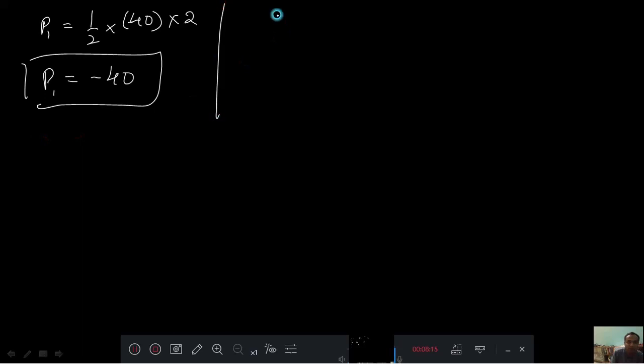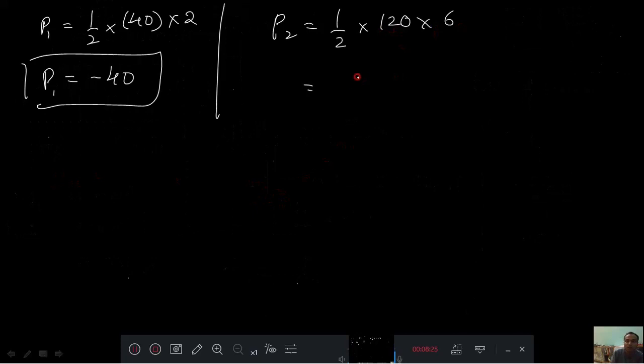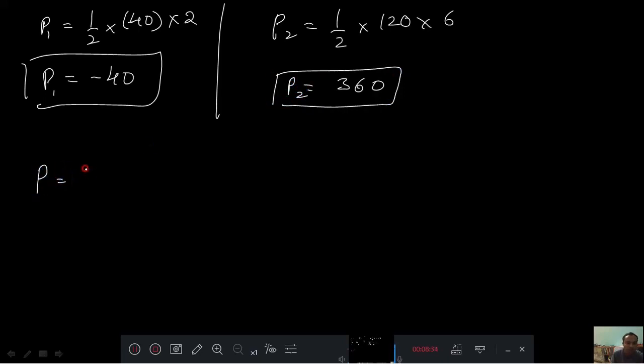Then I want P2. P2 will be equal to half into 120 into 6. That is 6 meter, therefore 120 into 6, 360. This is P2 equal to 360. Then what is the total P? Total P will be equal to 360 minus 40, therefore 320 is your total P acting.